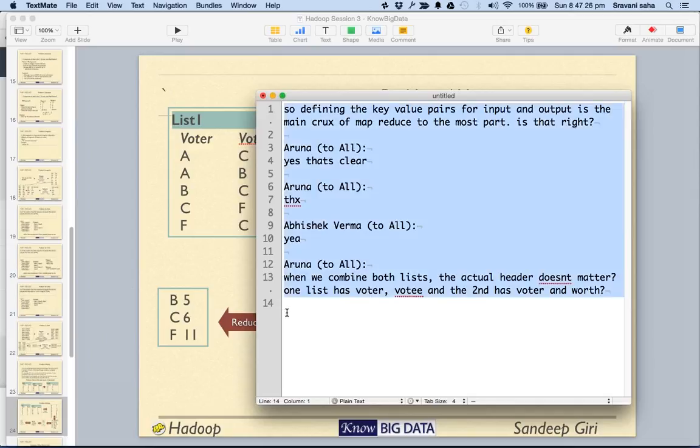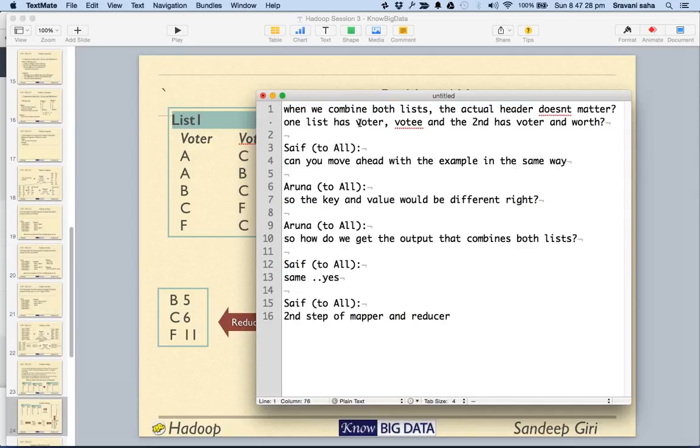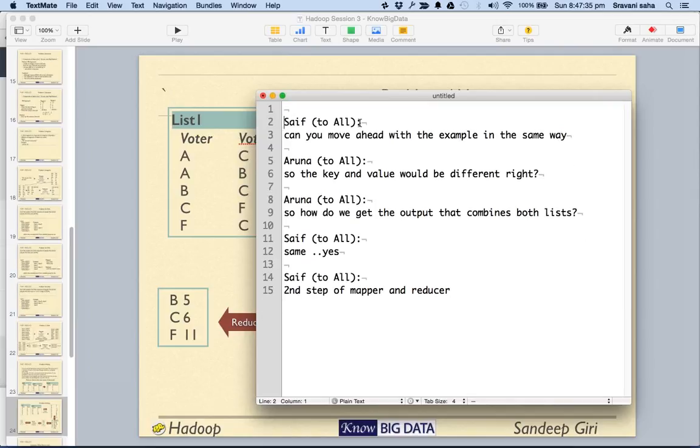So here is the new set of question. When we combine both lists, the actual header doesn't matter. One list has voter, this we have discussed. Can you move ahead with the example in the same way? Okay, which example? So Aruna is saying the key and value would be different. Yes. So how do we get the output that combines both the lists?